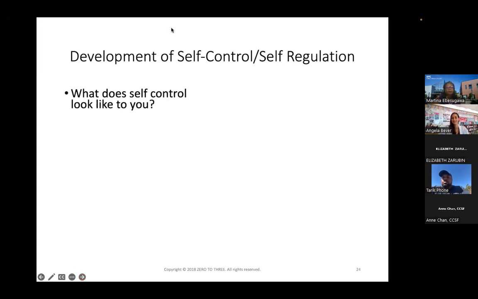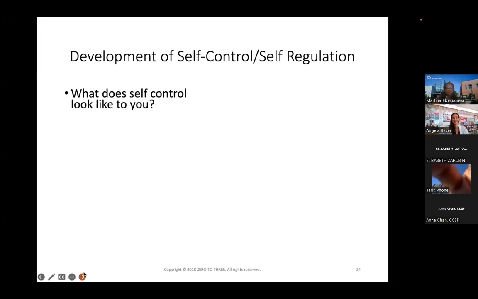Resisting urges. Okay, resisting urges. Delayed demand for immediate gratification. Staying calm. Being able to control my emotions, patience, knowing what to do or not to do. These are all great examples.